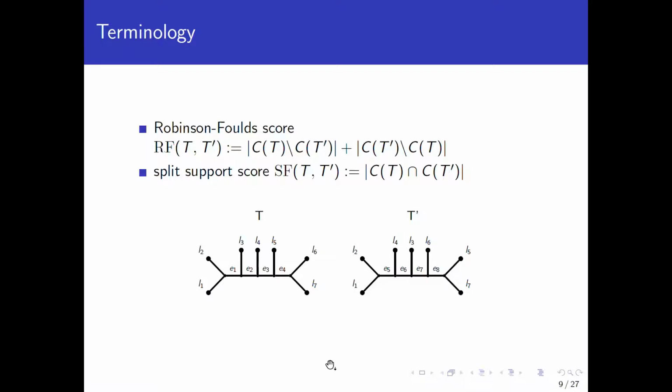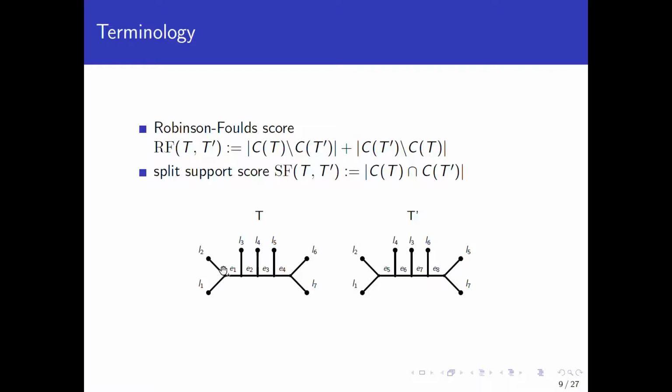So for an example, the Robinson-Foulds score of these two trees T and T prime is 4 here because the two bipartitions induced by E2 and E4 are in T but not T prime. The two bipartitions induced by E6 and E8 are in T prime but not T. The split support score of these two trees is 9.